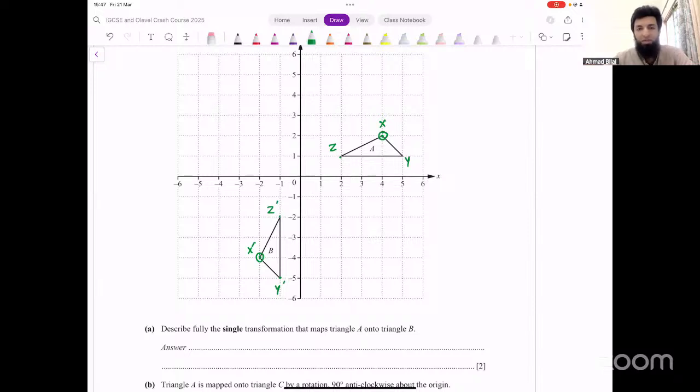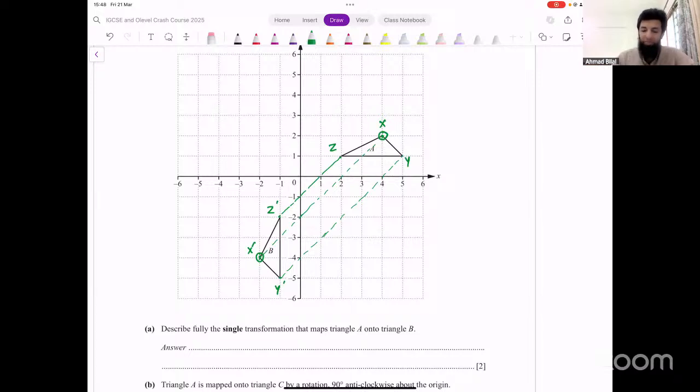Now let's join these corresponding points and see whether we get parallel lines or not. If we get parallel lines, that's a reflection. If we don't get parallel lines, then that's a rotation. If we join z and z prime, we get this line, x and x prime, that's this line. Y and y prime, that is this line. So these are all parallel lines. Since these are all parallel lines, that means it is a reflection. If you don't do this and just look at it, it might seem like a rotation, but it's not a rotation, it's a reflection.